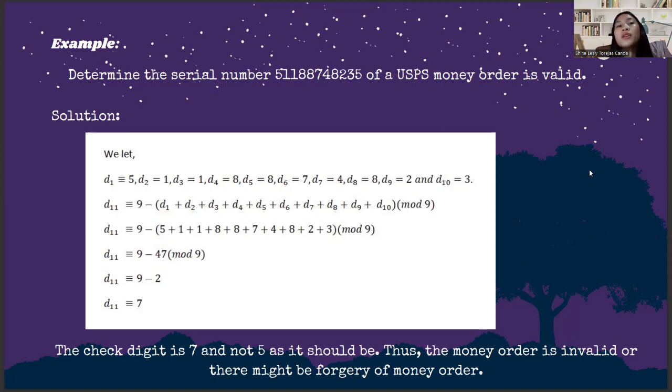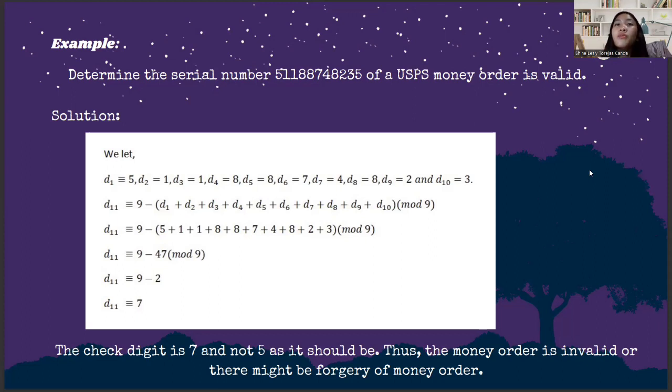So after substituting, since there is no need to multiply or simplify, we will now add all the digits in the parentheses. So we have d sub 11 is congruent to 9 minus 47 modulo 9. So the remainder is 2. So d sub 11 is congruent to 9 minus 2. So we have 7. However, 7 is the check digit.